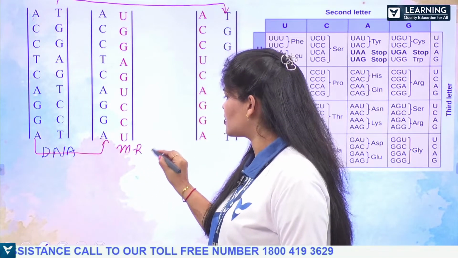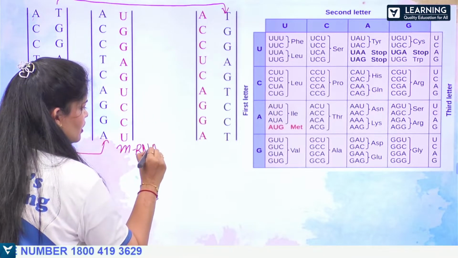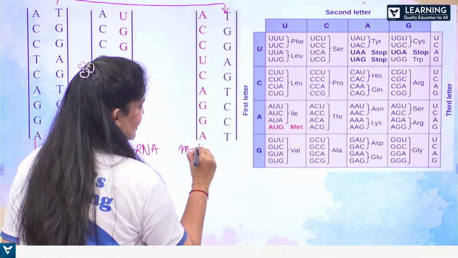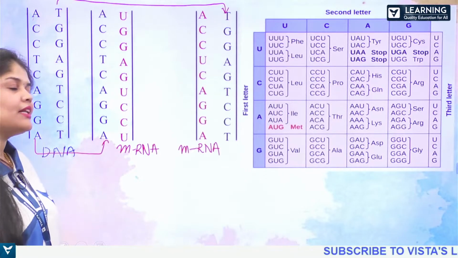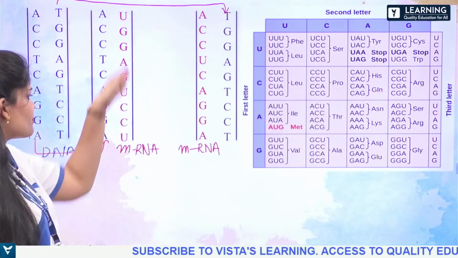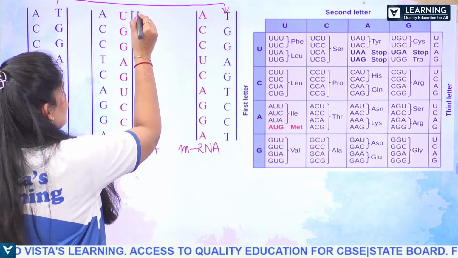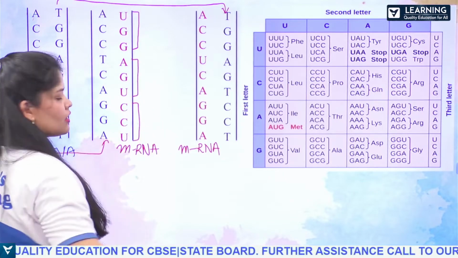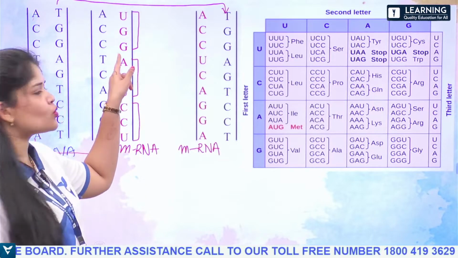Now, here is one mRNA, right? Okay. And here is another mRNA, right? Let's look at the sequence of the amino acids that this mRNA is going to translate. So we know that 3 nucleotides combine together to form one codon. So what is the first codon we have?